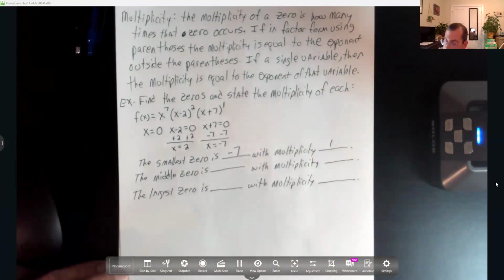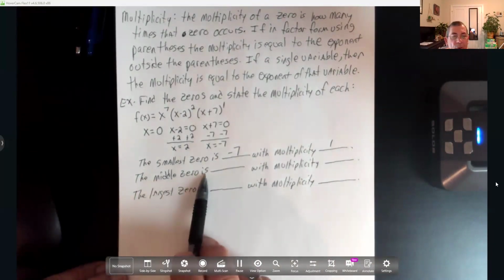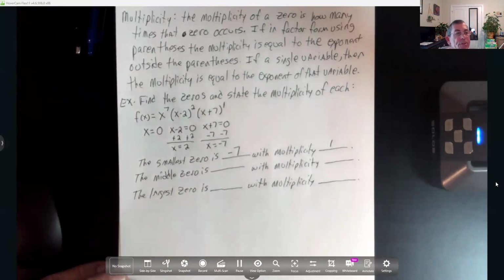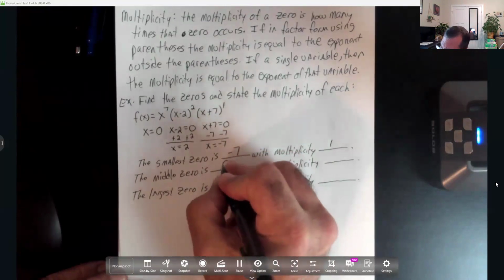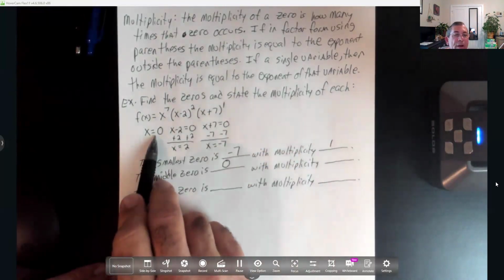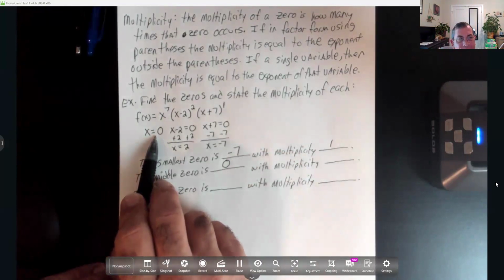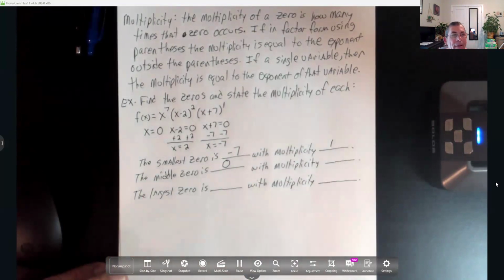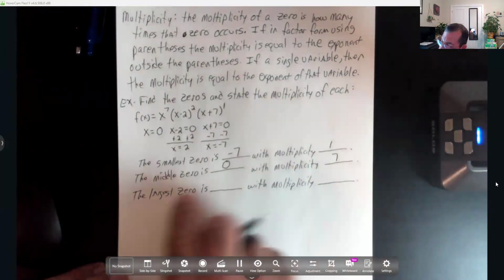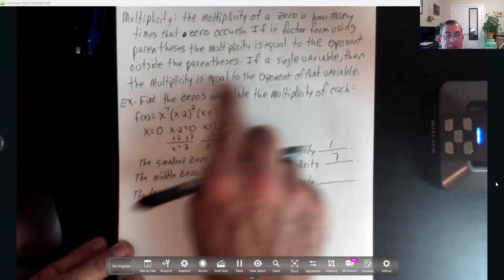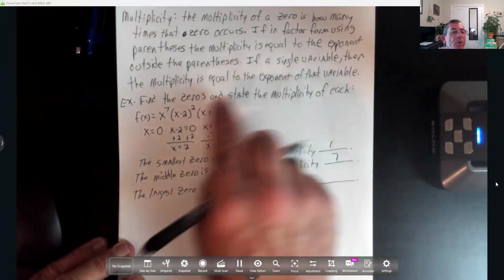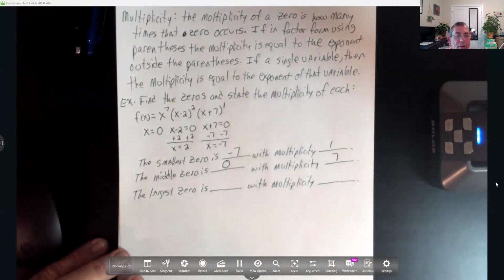So next question. What's the middle 0? So the middle 0 is 0. Good job. So the 0 is right here. So what is its multiplicity? And that's 7. So that'd be the single variable. And we said on the single variable, the multiplicity was equal to its exponent. So good job. So that means, what is my largest 0?